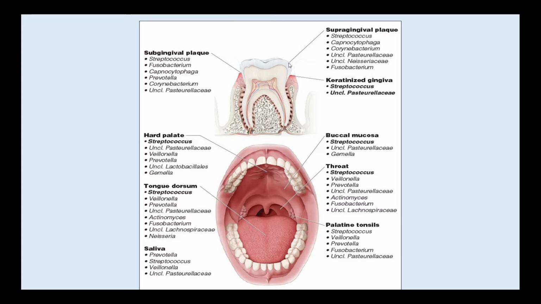In supergingival plaque formations, the same Streptococcus, Capnocytophaga and Corynebacteria are found, but also Neisseria and Fusobacteria. In keratinized gingiva, Streptococcus and bacteria from the family Pasteurellaceae may also be present. That's why in different sites of the oral cavity, some genera and species are the same, but others differ. And the amounts are also different.